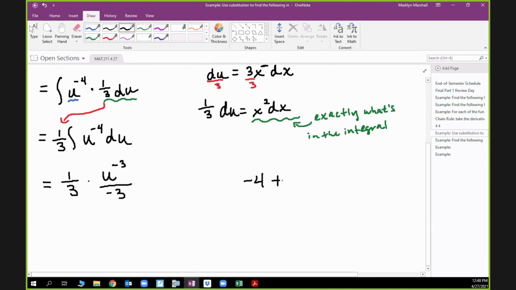That is another place where it's super easy to make a mistake. So we have -4 as our original exponent. When we're integrating, we raise the exponent by 1, which means adding 1 and dividing by that new exponent. And we have to remember our plus c.